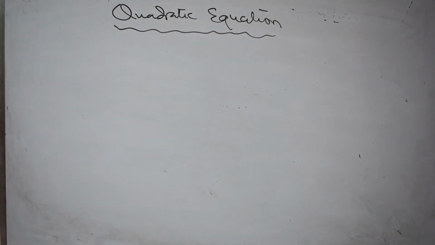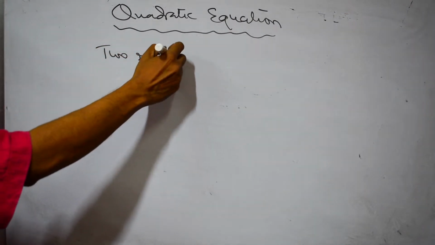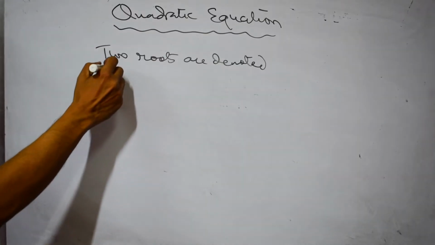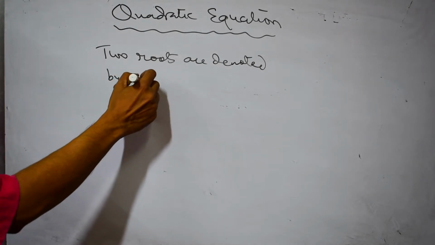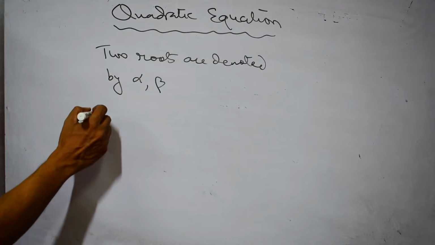We have some typical relations of roots and the coefficients, which are very important for some practical problems. The two roots are normally denoted by alpha and beta. This is a normal mathematical practice. We denote alpha as one root and beta as the other one. Like I said, 7 plus root 61 by 6 is alpha, then 7 minus root 61 by 6 will be beta.